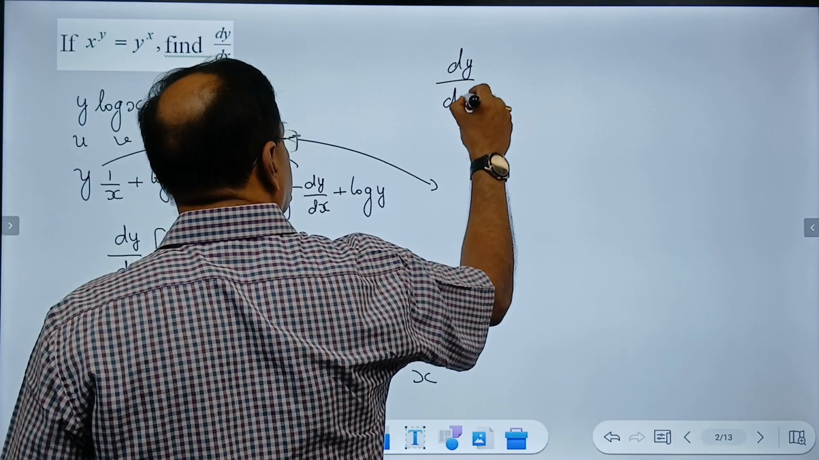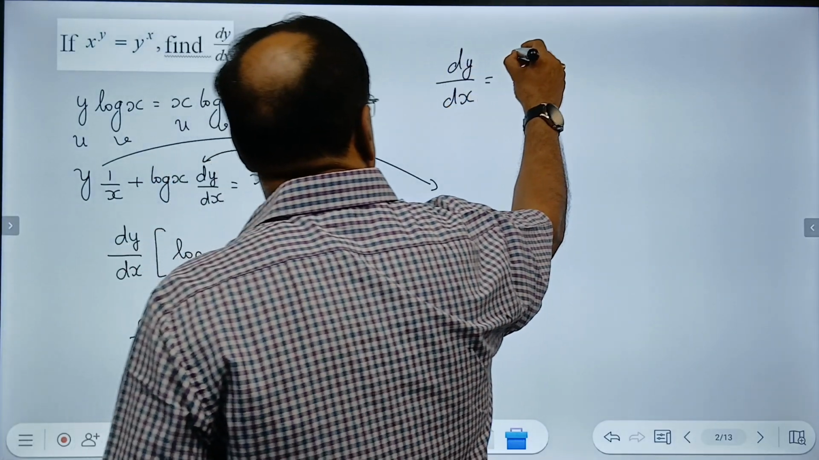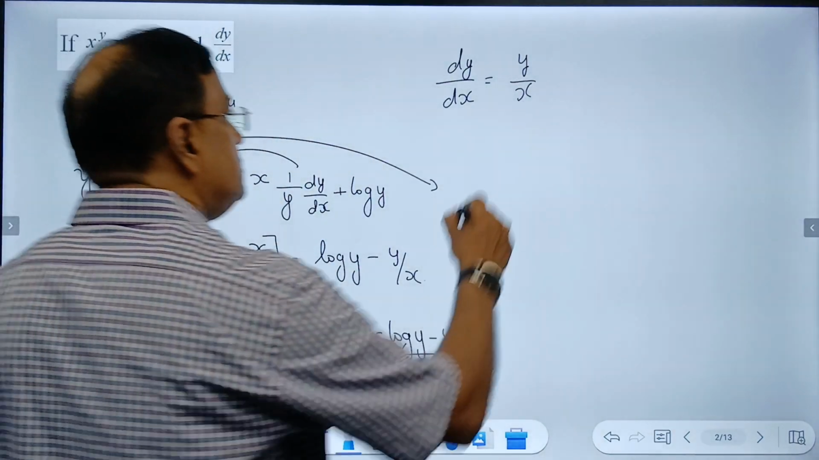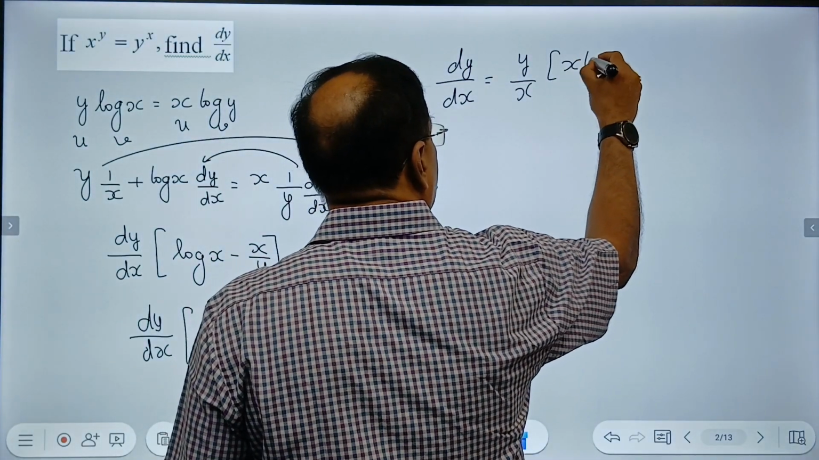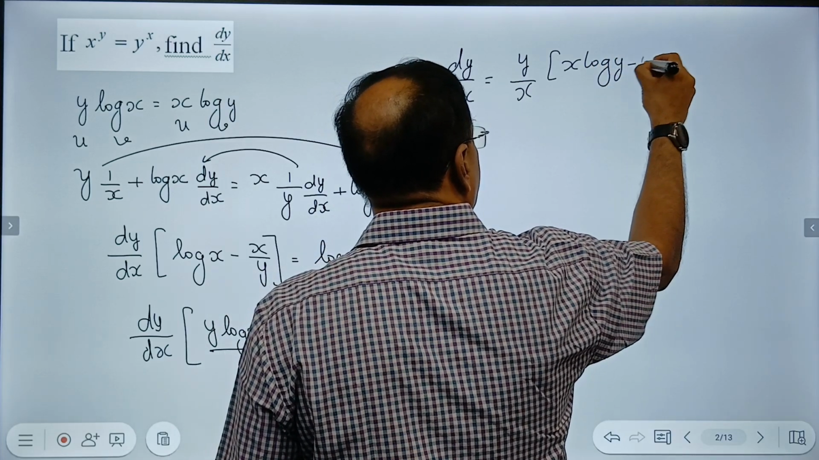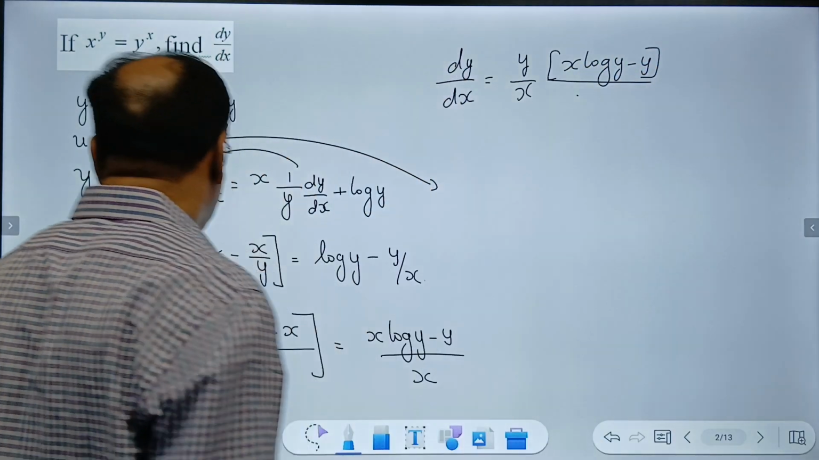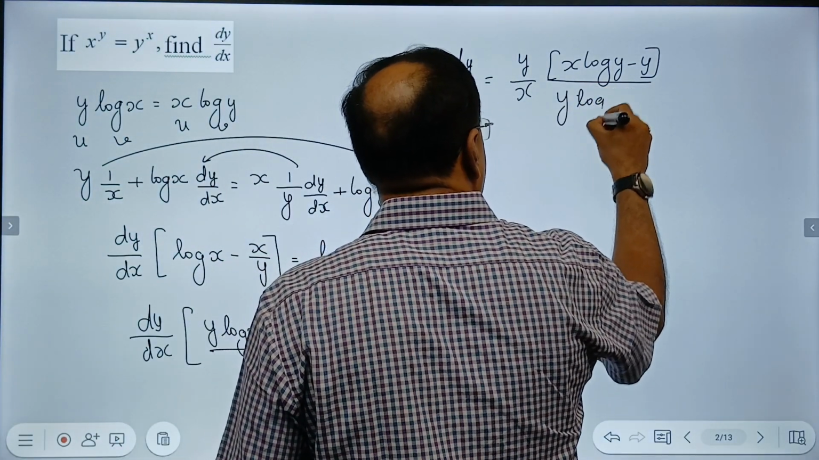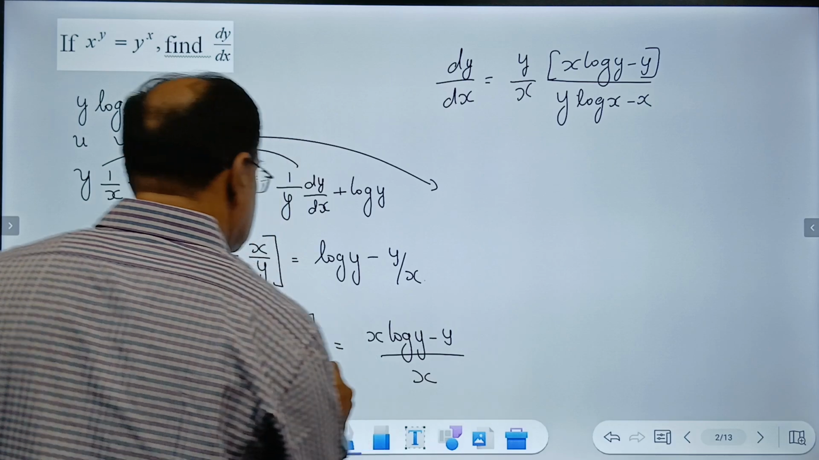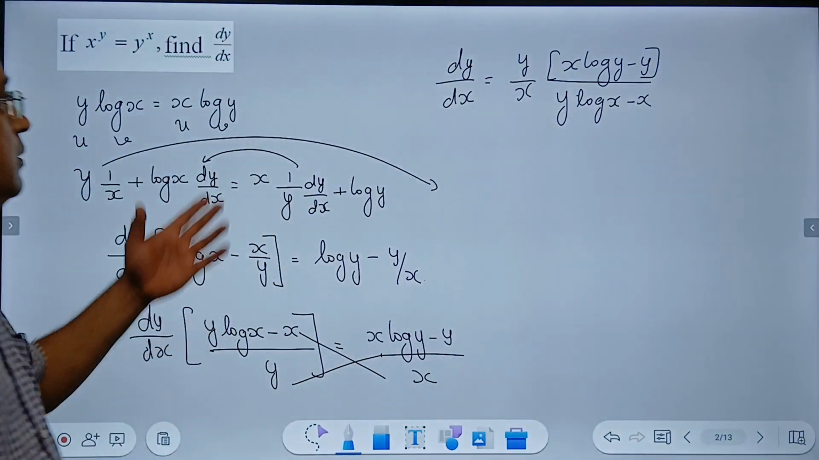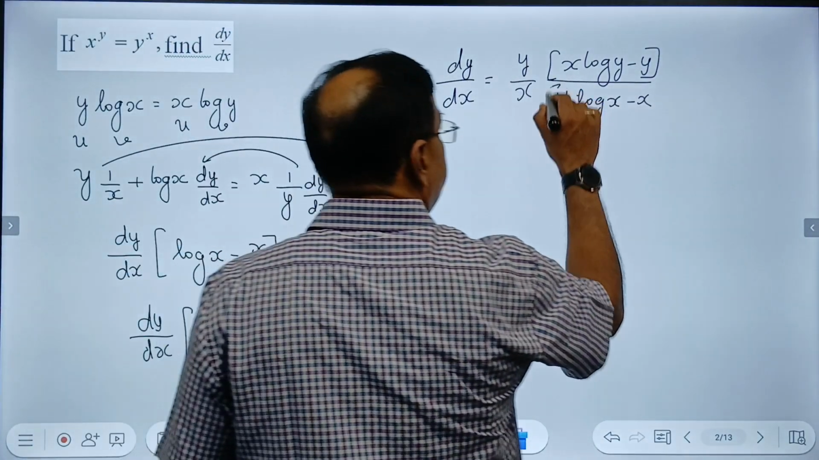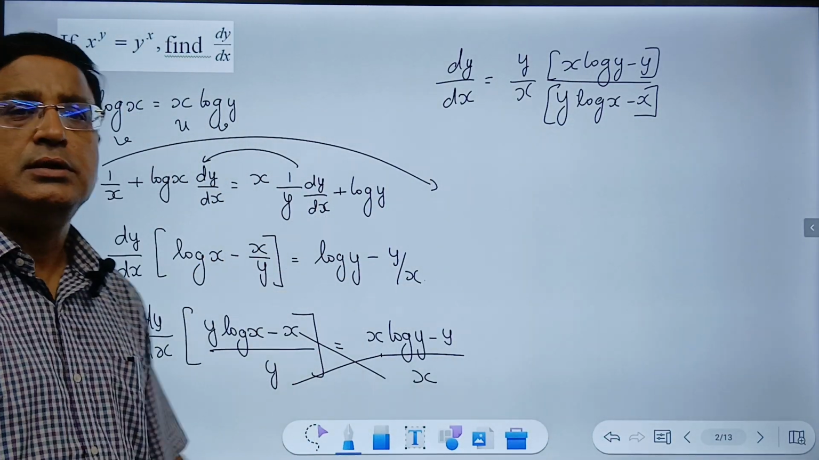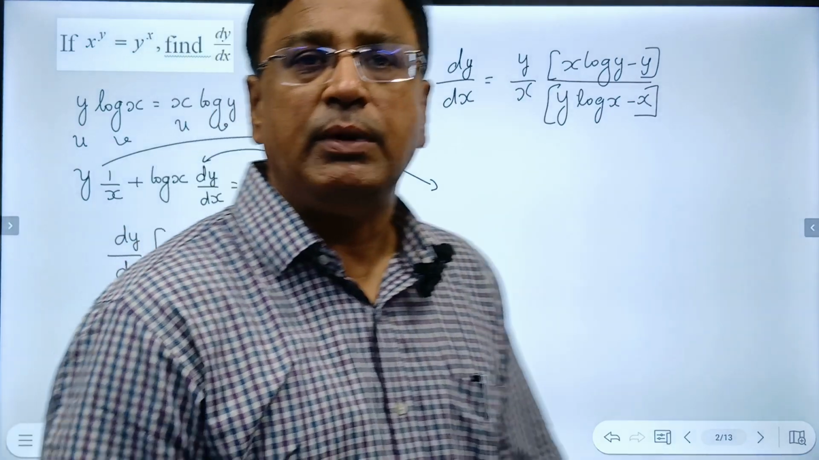What is dy by dx? Dy by dx will be, cross multiplying, y by x into x log y minus y divided by y log x minus x, bringing this to the other side. So I'm just cross multiplying. Okay, so I have found dy by dx. It's one of the important questions. They generally ask this question: x power y equal to y power x, find dy by dx.